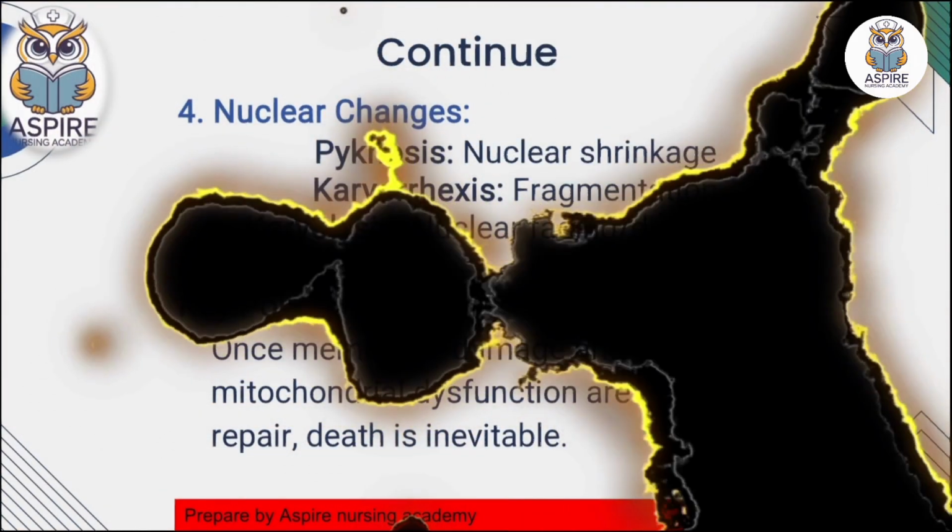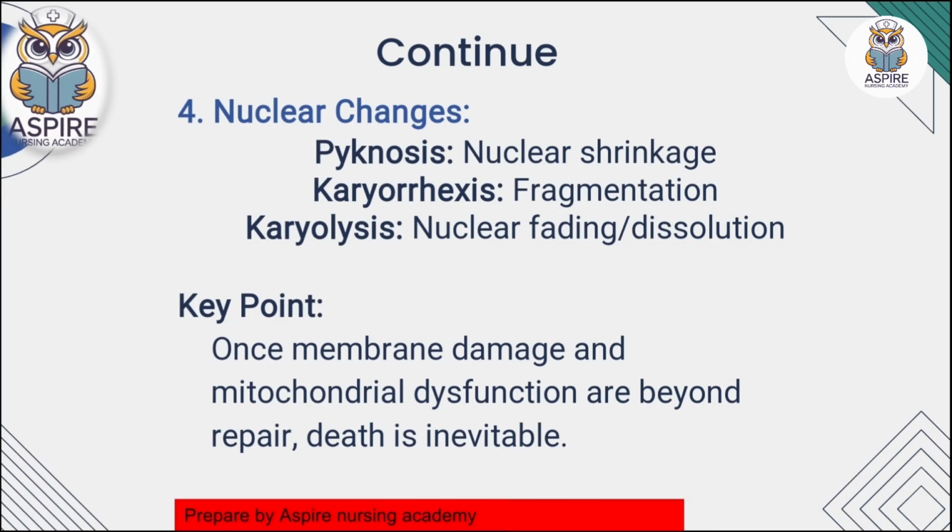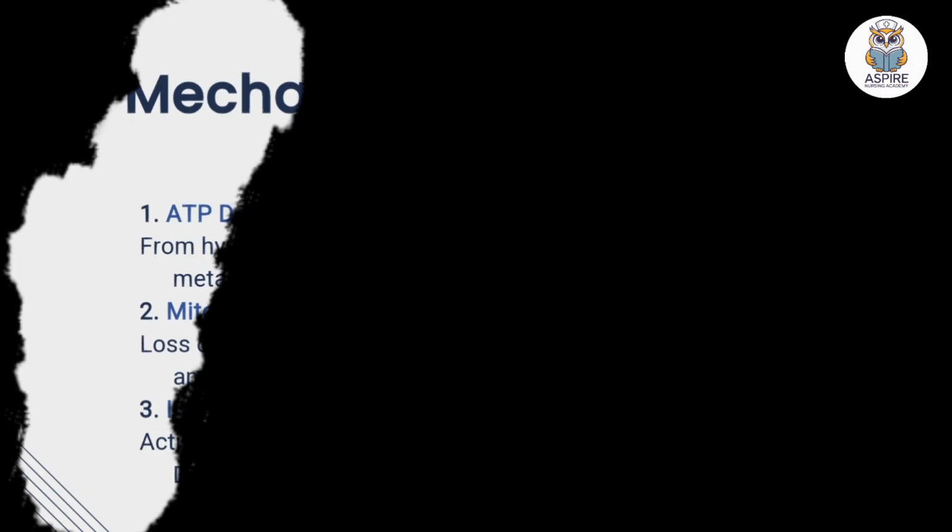4. Nuclear changes, which are easy to spot. Pycnosis, nucleus shrinks. Karyorrhexis, nucleus fragments. Karyolysis, nucleus dissolves completely. These are important microscopic signs of cell death. Once mitochondria and the membrane are destroyed, the cell can't be saved.